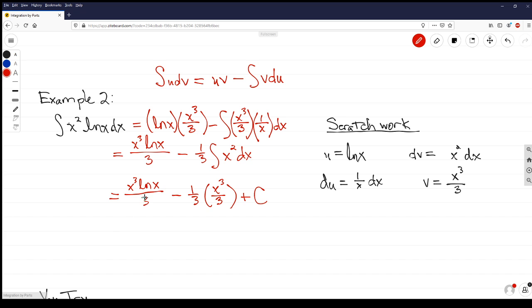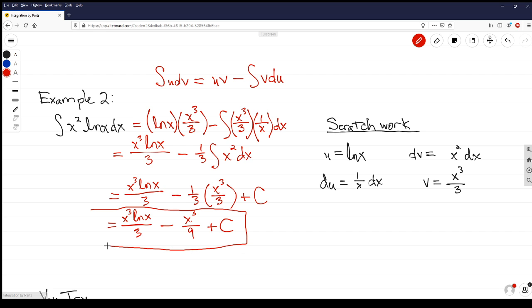Now, the last step here is just to clean this up a little bit. My first term looks really good. X cubed times the natural log of x, all that over 3, minus, now this next term here, I'm going to multiply the 3's in the denominator. That's going to give me x cubed over 9 plus c. And that is our final answer.